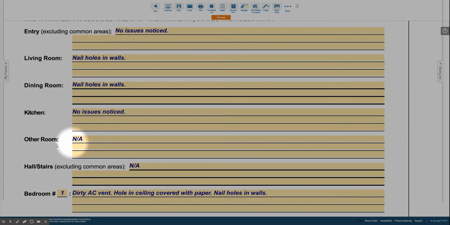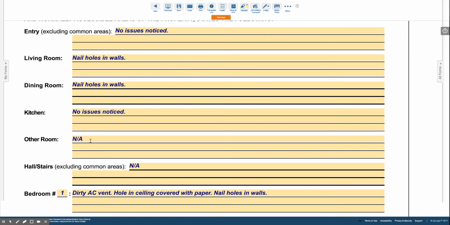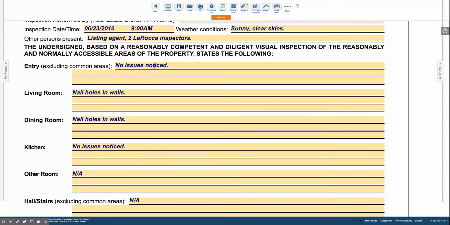In smaller homes, there are not going to be these rooms that exist, so you would just write NA. I think that's better than leaving it blank and leaving open to interpretation whether you actually conducted the inspection or not. So it's better to put NA or no issues noticed, rather than sending in an AVID that is blank.